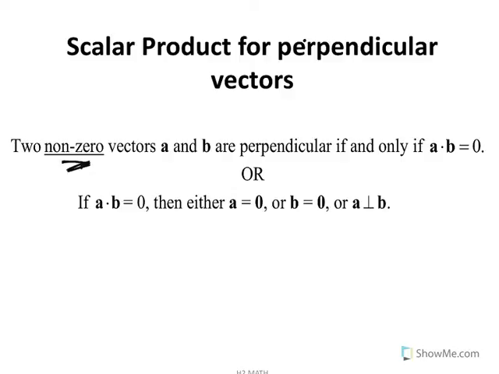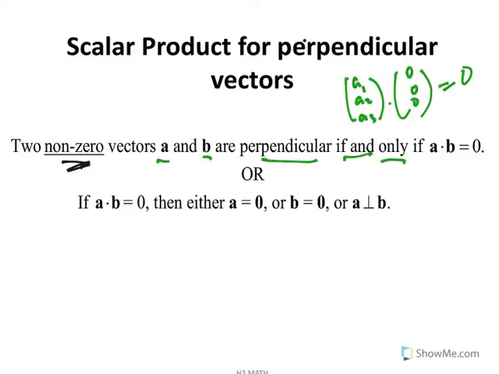So if you have, for example, A1, A2, A3, a scalar product with a zero vector, then of course this will give us zero, right? So it doesn't mean anything. So two non-zero vectors A and B are perpendicular if and only if the dot product of A and B equals zero. If the dot product of A and B equals zero, then either A equals zero or B equals zero, or A is perpendicular to B.